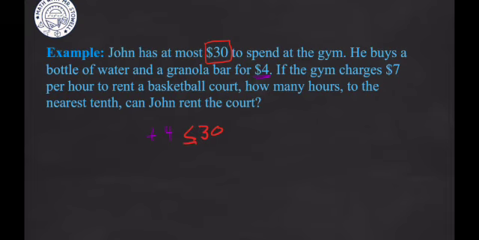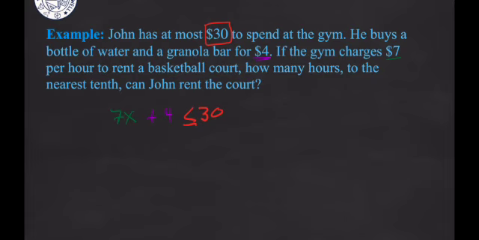And we also know that he is going to be charged $7 per hour for the rental of the gym. So for every hour he's there, it's 7 times x, right? If he's there 1 hour, he's spending $7. For 2 hours, it's $14, and so on. So it's 7 times x there. And that's how much he's going to spend. So let's figure out how many hours he can actually spend at the gym. Same thing. We're going to simplify by subtracting 4. So 7x is less than or equal to 26. And then we're going to divide by 7.